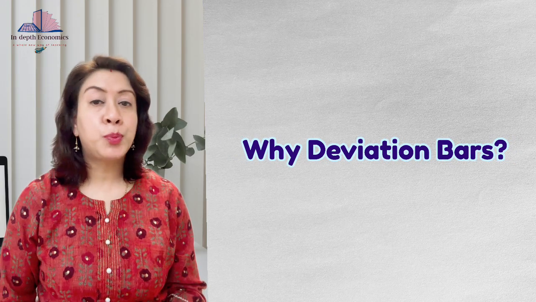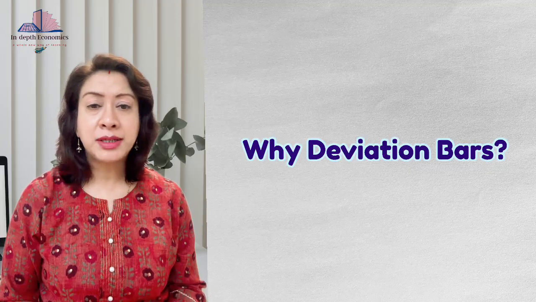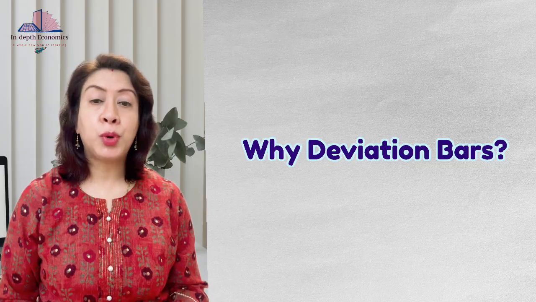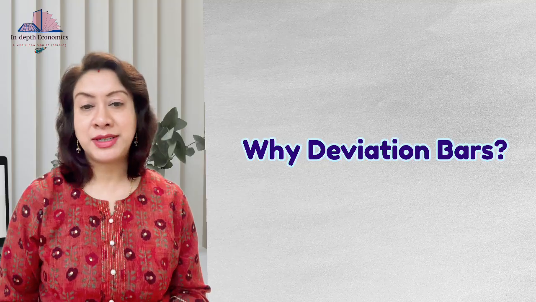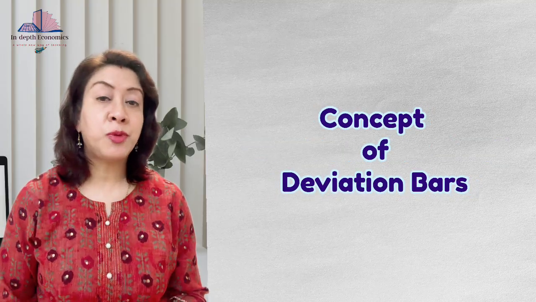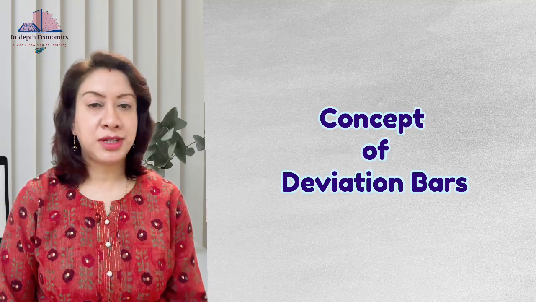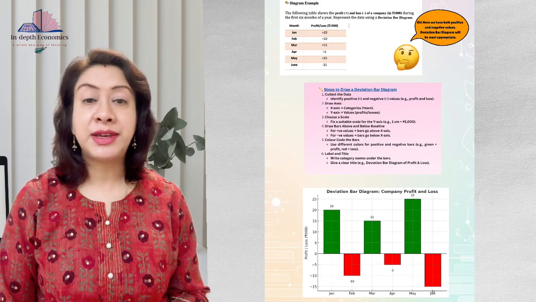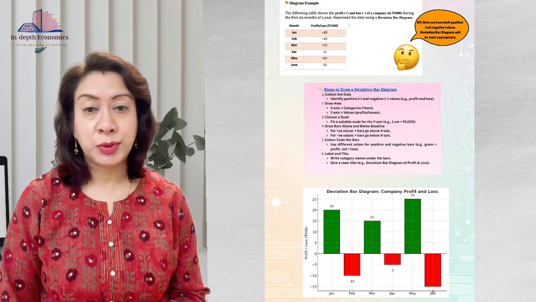How do you show both positive and negative values in the same diagram? A simple bar diagram shows just positive values. But when we want to show both positive and negative values, that's where a deviation bar diagram comes in. A deviation bar diagram is a special type of bar chart used when data has both positive and negative values. Deviation bars show how much values deviate above and below the baseline, which is usually 0.